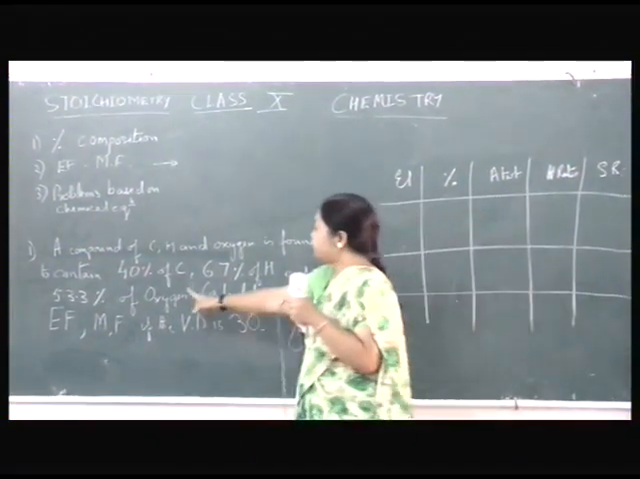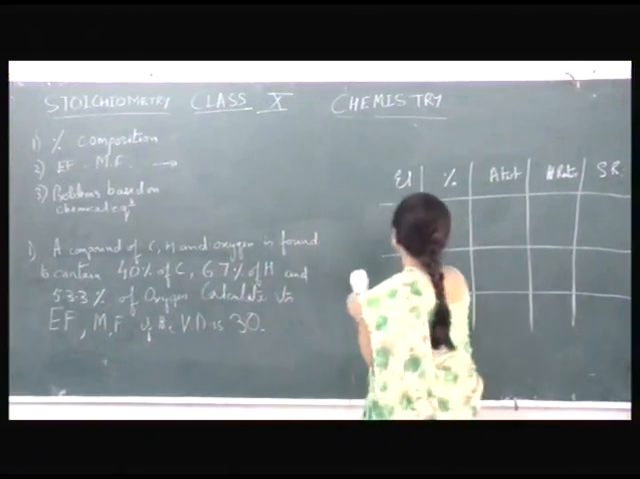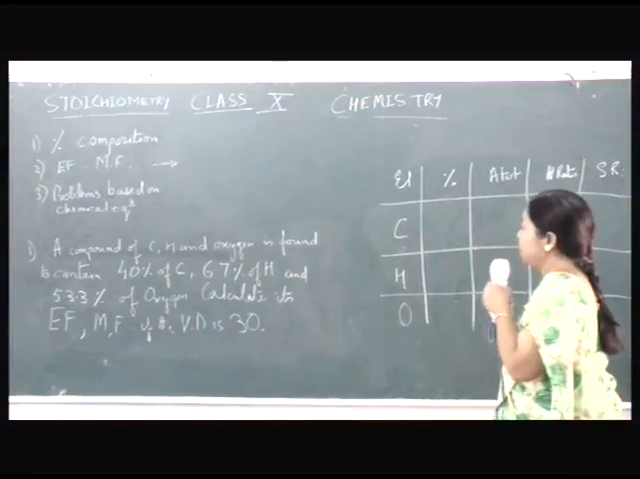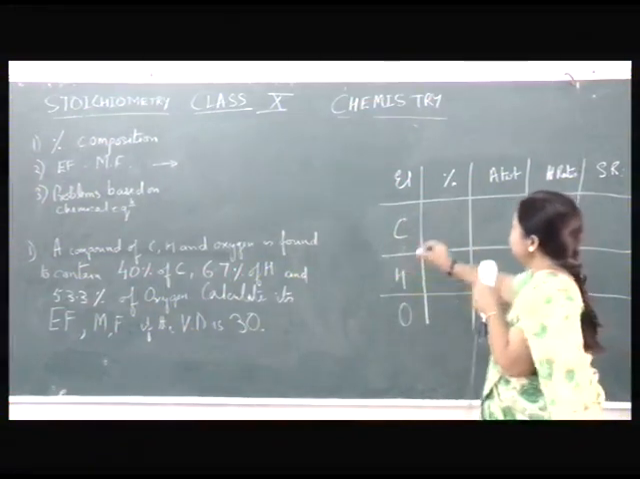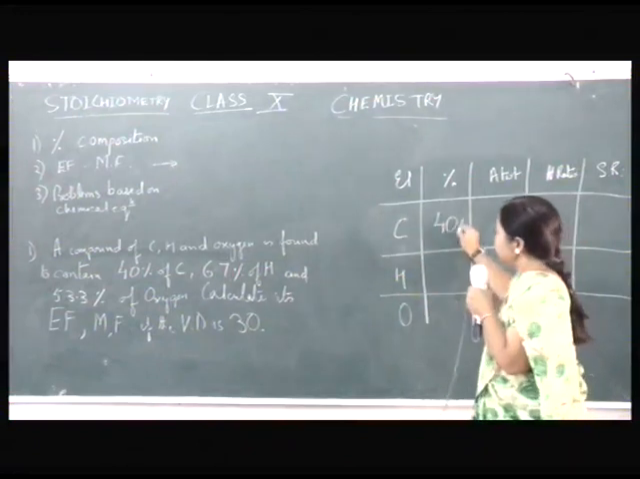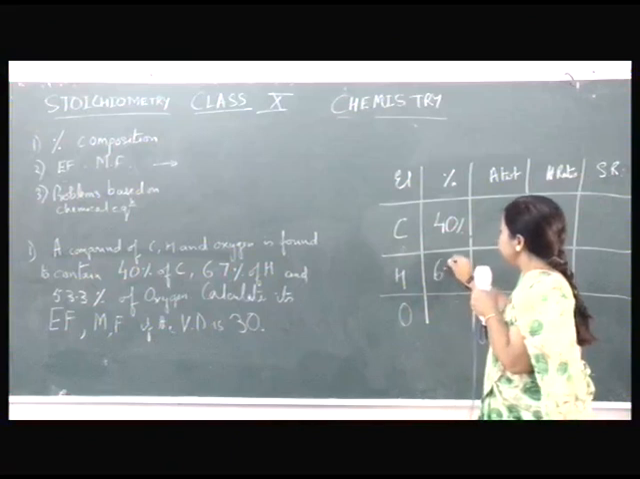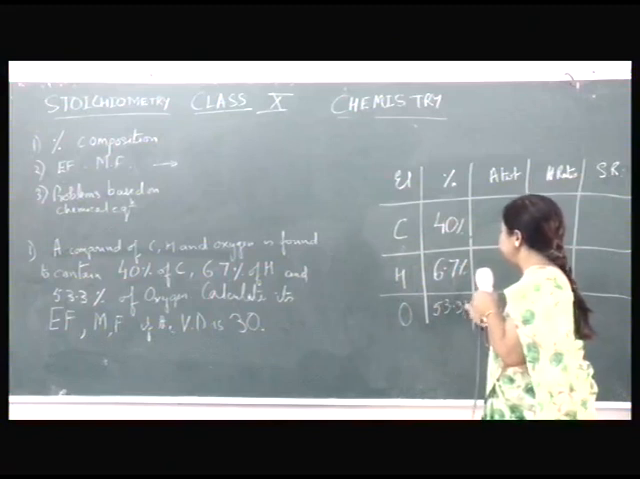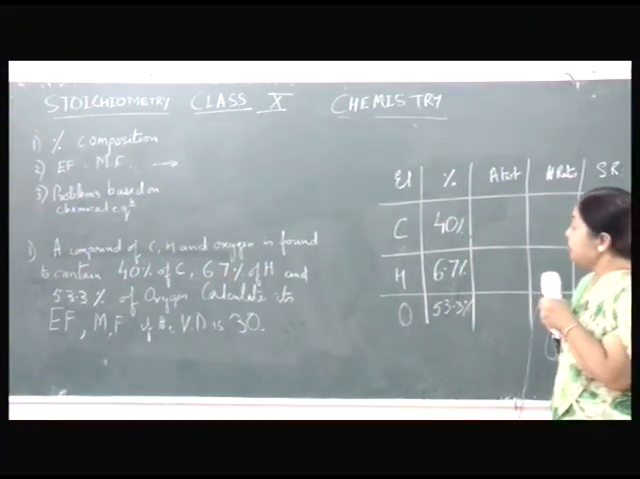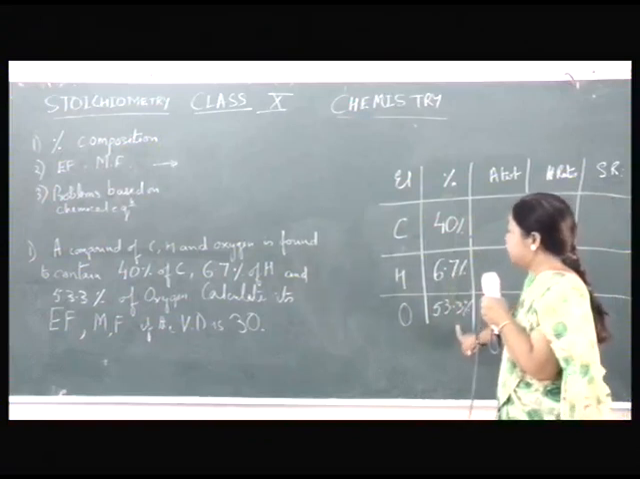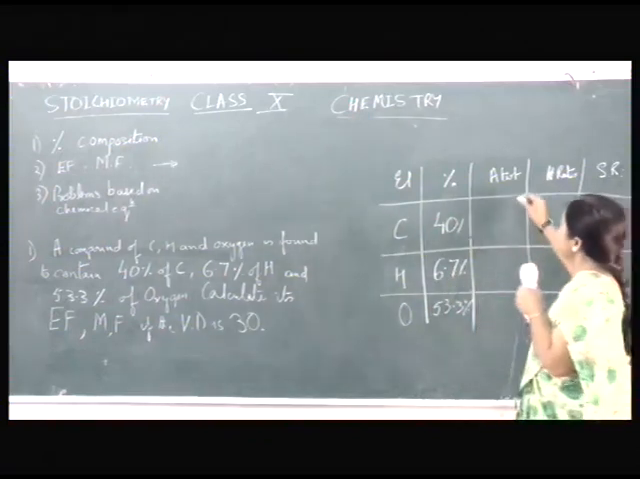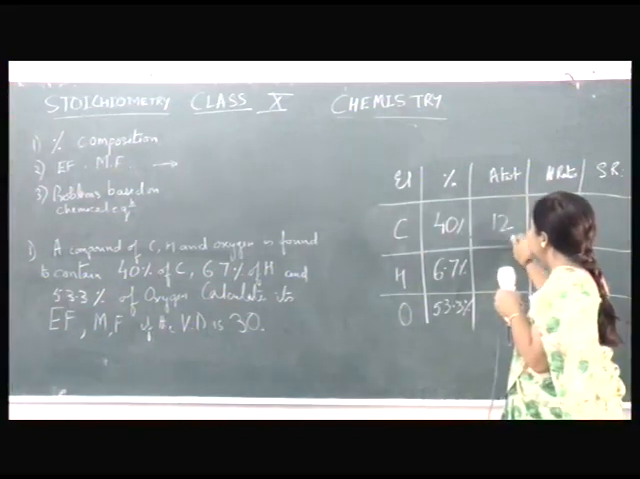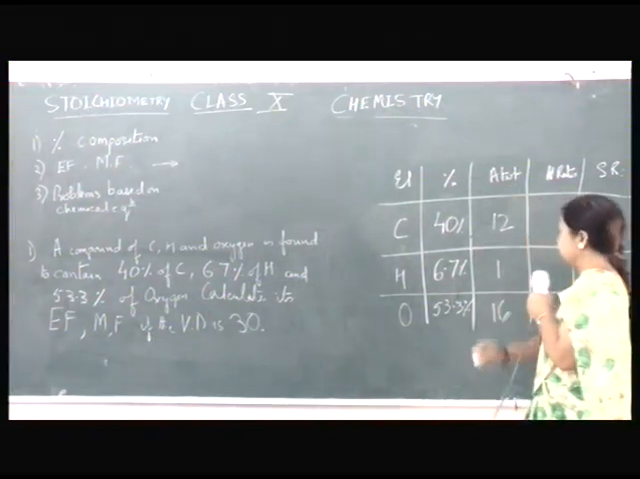There are 3 elements in this. What are the 3 elements? First we write it down: carbon, hydrogen and oxygen. What are the percentages? Carbon is 40%. So we write 40% over here. Hydrogen is 6.7% and oxygen is 53.3%. Now write the atomic weights. This will be provided to you. So carbon is 12, hydrogen is 1, oxygen is 16.